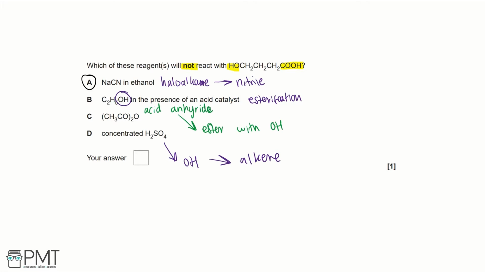A, because we don't have this haloalkane. So we write A in the answer box, and to get the mark, you need to write A in the answer box provided.